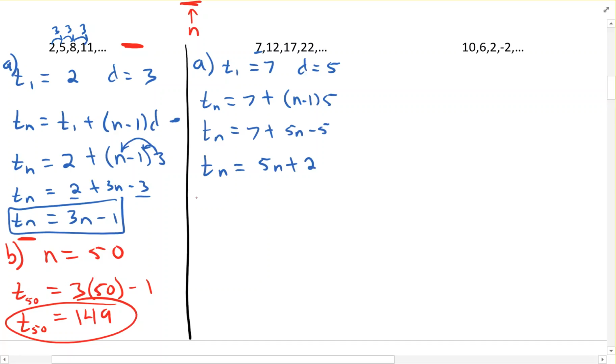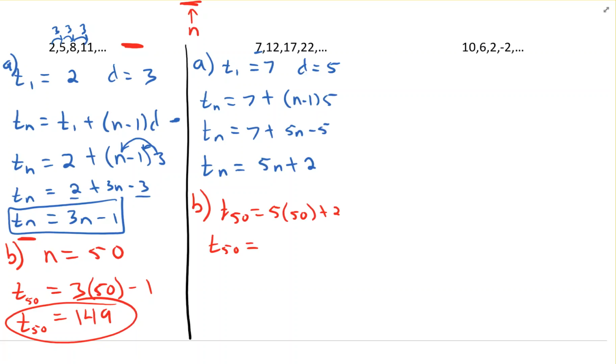Okay, part B, we'd say T at 50 is equal to 5 times 50 plus 2. So T at 50 is going to be, well, 5 times 50 is 250, plus 2, 252.